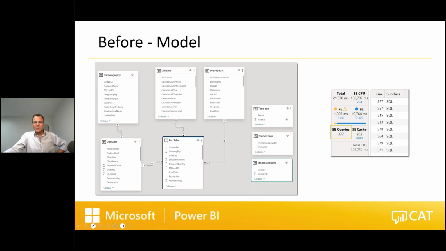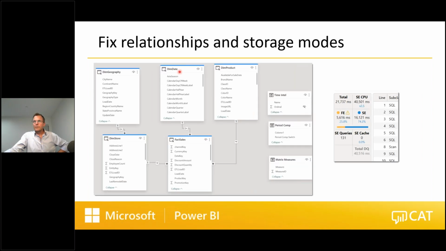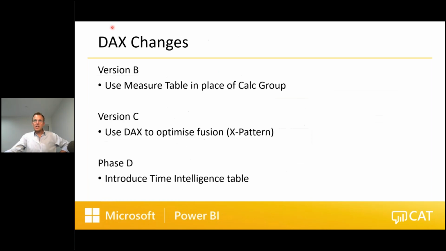Then after we fixed the relationships, we actually put them to dual. This is showing them all in DQ. We fixed the relationships and that brought things down significantly. And then we went and optimized the DAX. The key changes in DAX were we used a measure table in place of the calculation group, which gave us still the same number of rows and columns and the same values, but allowed fusion to behave a lot better. That got us down to 5 fact table SQL scans.